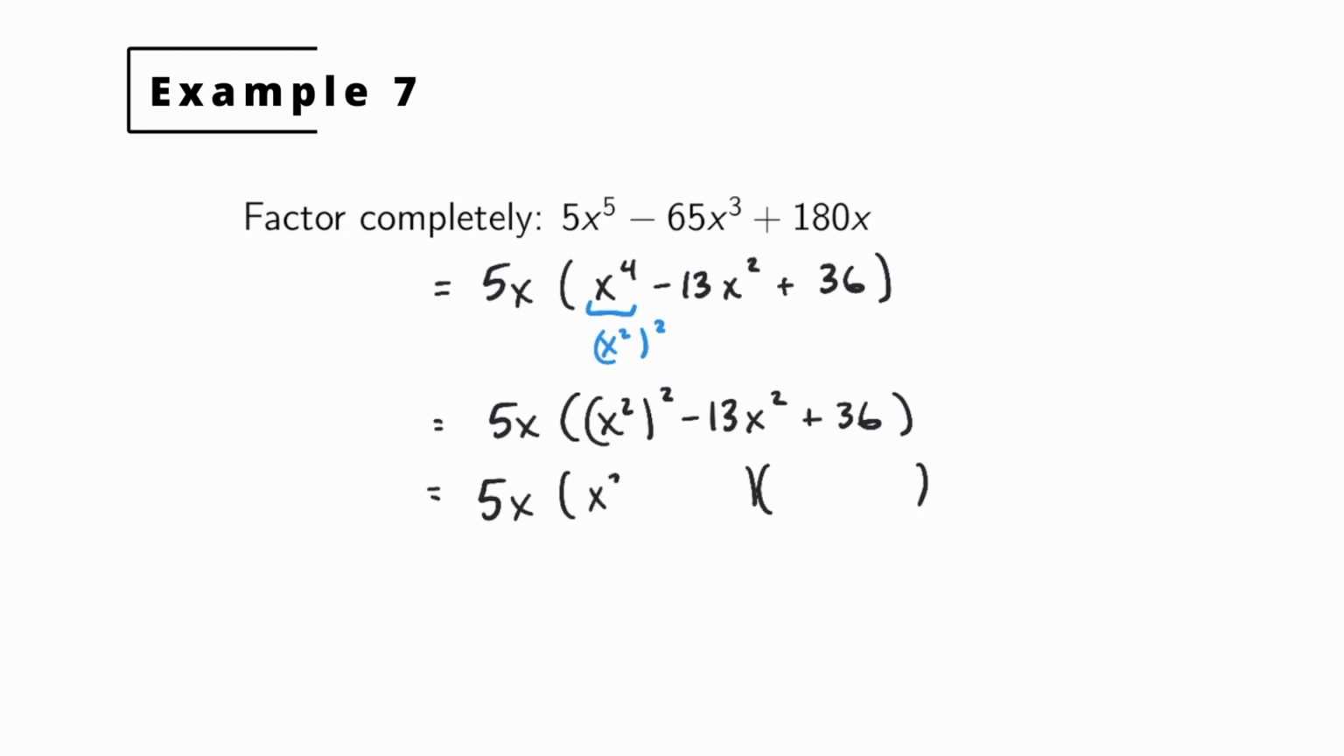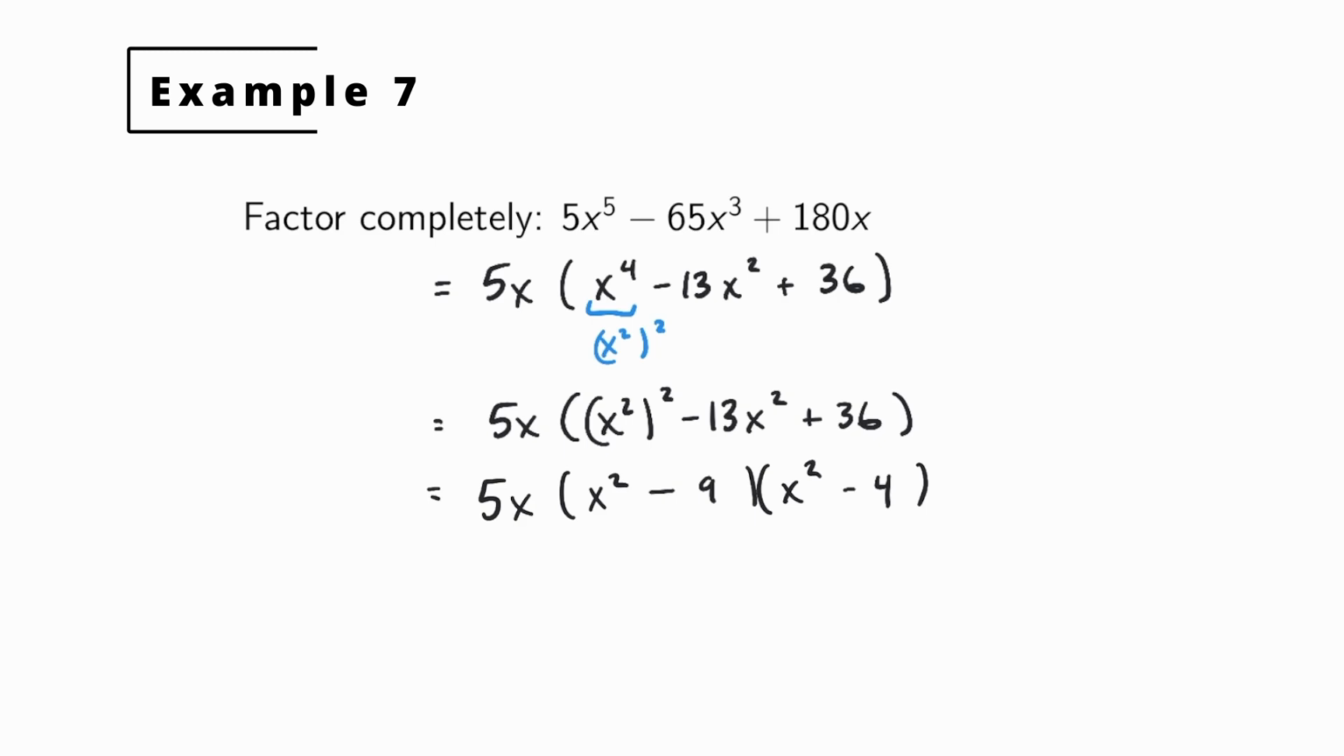So we put our x squareds in here, and we're looking for two numbers that multiply together to give 36 and add together to give negative 13. That's what we'll fill in these blanks. So the two numbers that fit that bill would be -9 and -4. -9 times -4 will give +36, and -9 plus -4 will give -13.